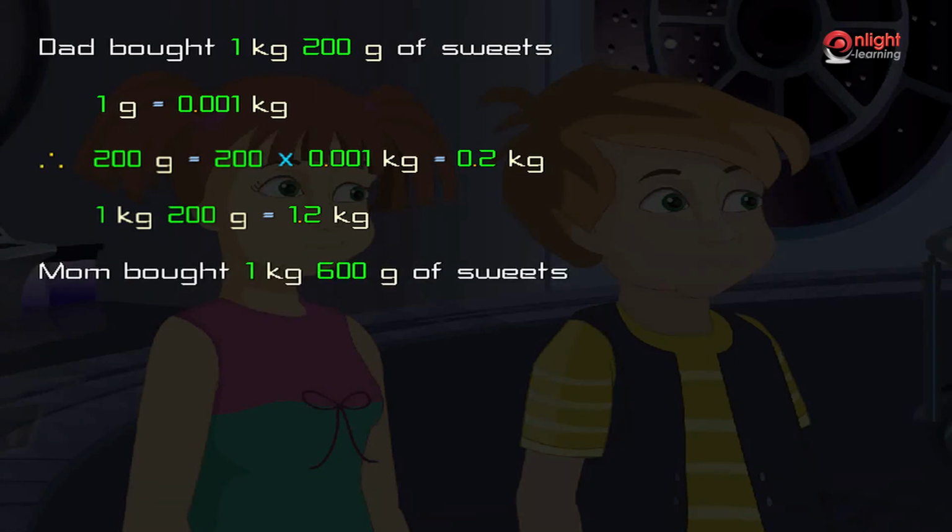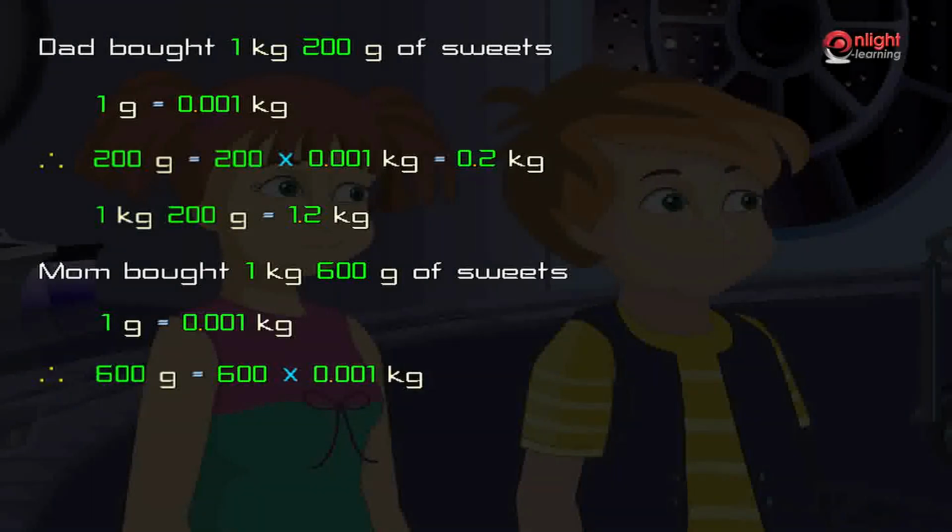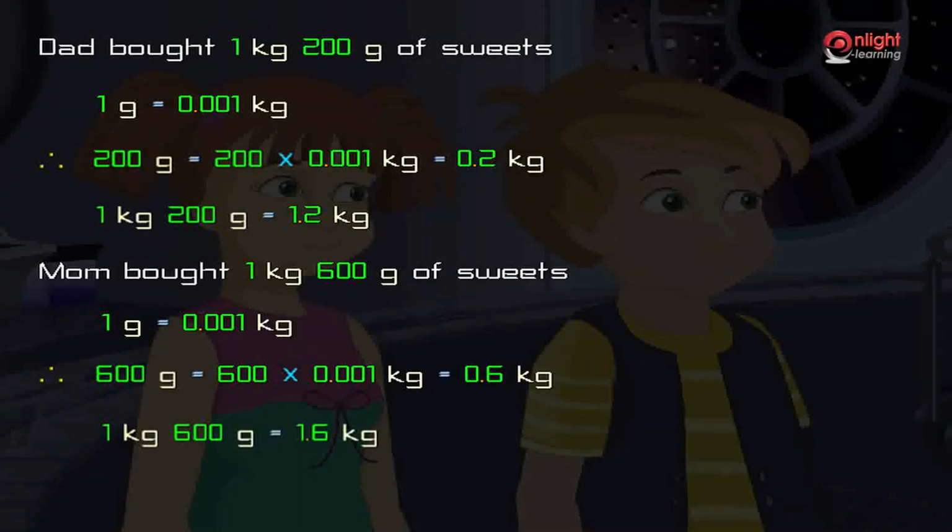Mom bought 1 kilogram 600 grams of sweets. 1 gram is equal to 0.001 kilogram. Therefore, 600 grams is equal to 600 multiplied by 0.001 kilogram. That is equal to 0.6 kilogram. Therefore, 1 kilogram 600 grams is equal to 1.6 kilograms.